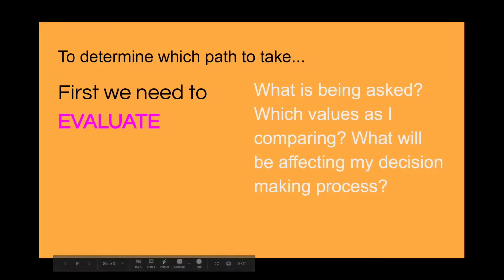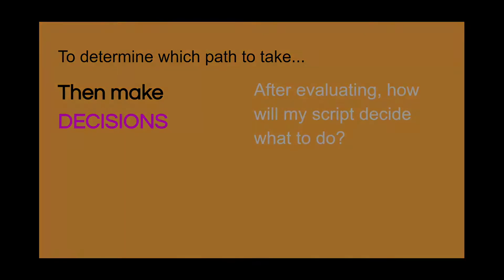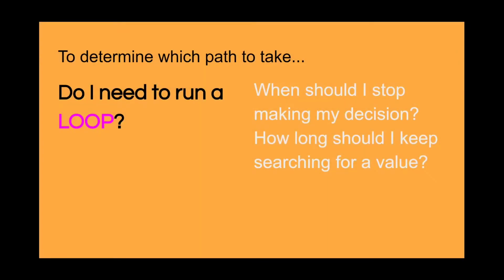So when we first run our code, the first thing we need to do is evaluate. We need to figure out what is being asked, which values am I comparing, and what will be affecting my decision-making process. The second thing we need to do is decide. After we evaluate, how do we decide what to do, right? So the script needs to decide what to do next. And then finally, do I need to run a loop? So when should I stop making my decision, and how long should I keep searching for a value?